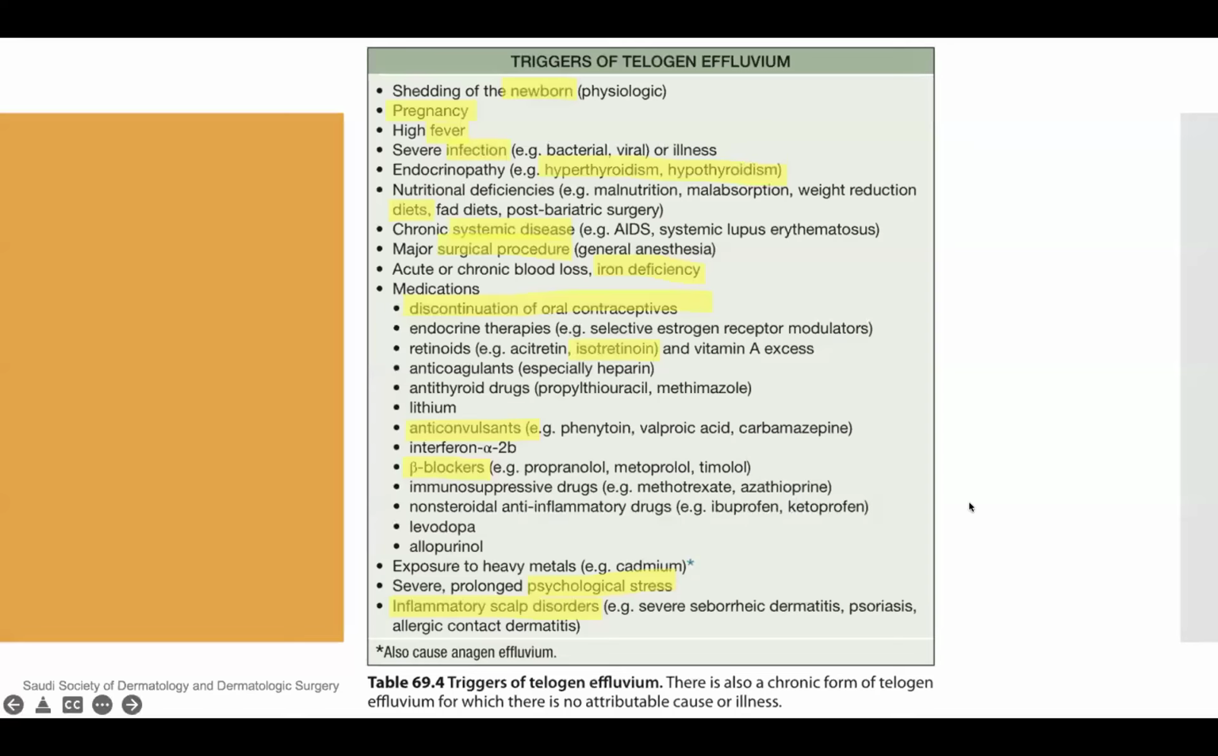So these are the main triggers for telogen effluvium. Most importantly, shedding of the newborn, pregnancy, fever, infection, any illnesses such as hyperthyroidism or hypothyroidism, systemic diseases, strict diet or post-bariatric surgery, any procedures, medication, for example, discontinuation of oral contraception. Sometimes patients on isotretinoin may also experience telogen effluvium at the beginning of the treatment, anticonvulsants, beta blockers, and of course, any psychological stress.